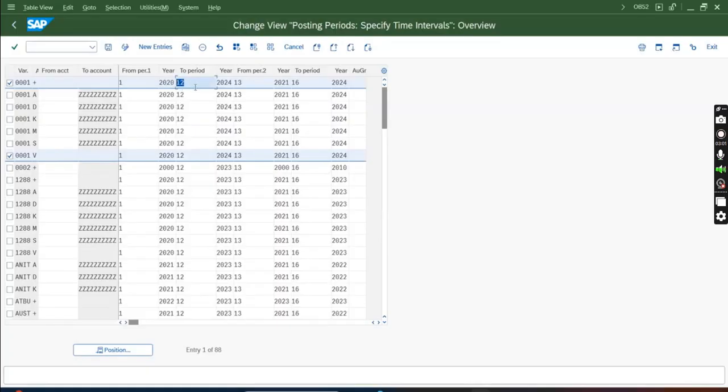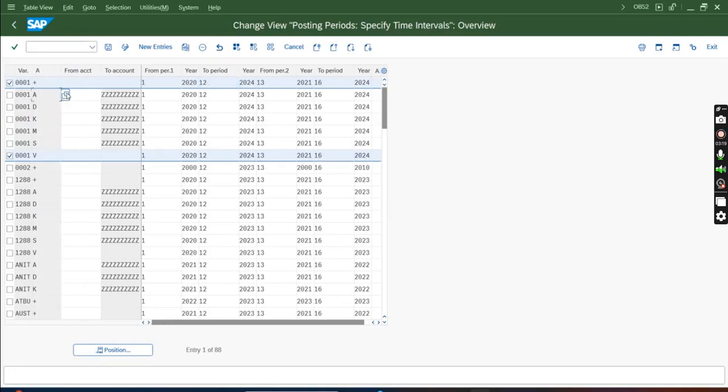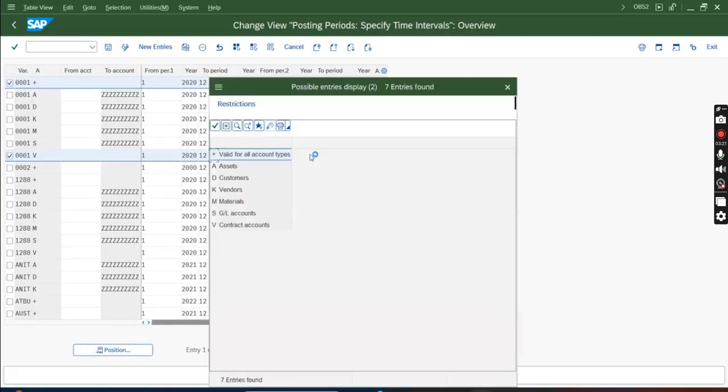In real production, you'll never see so many periods open. Maximum at a time 1 period will be open. On the month end or at the beginning of the month, maximum 2 periods will be open. Right now we have these many periods open. Here you'll see different account types are available. If you click on this F4 box, you'll see that A stands for asset accounting. For assets, this posting period is open. D is customer, V is vendor.